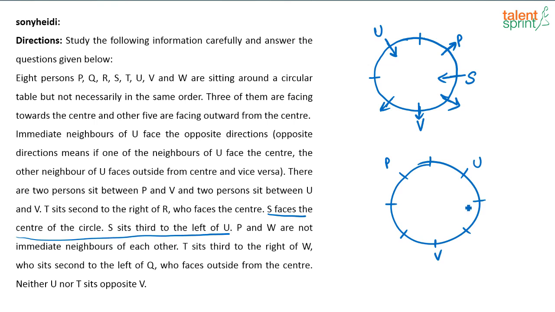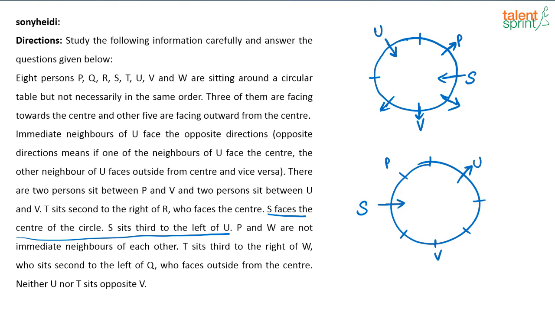Now let us apply this to the second case and see. So now in the second case, where can S be? See, S is third to the left of U. 1, 2, 3. S cannot come here because here there is already V. So where can S be? 1, 2, 3. This can be S. So if this is S, then what is the direction of U? It is given S is third to the left of U. So U has to face outwards. Then only S will be third to the left of U. And it is also given S is facing inwards. Okay, so S is facing inwards.